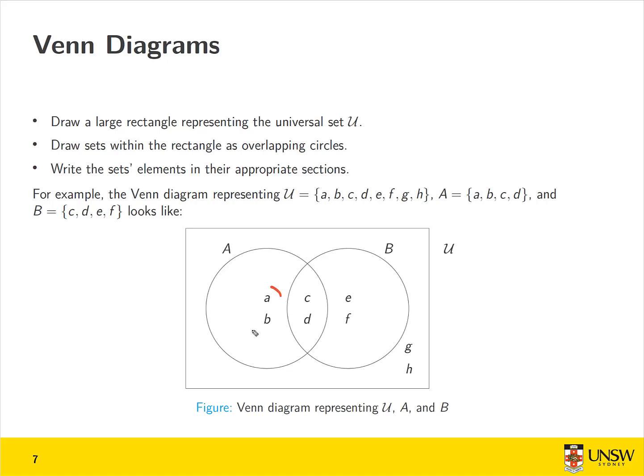Notice that the elements A and B lie in the section only belonging to A, while elements C and D lie in the section that belongs to both A and B. Notice also that the elements G and H don't belong to A nor B, but are still written outside of their circles within the rectangle representing the universal set.